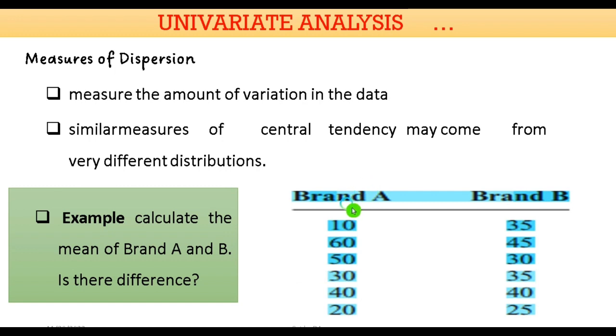Simple example. Assume we have two brands, brand A and brand B. For brand A, we have the distribution 10, 60, 15, 30, 14, 20. For brand B, 35, 45, 30, 35, 40, 25. The question is to calculate the mean of brand A and B. Is there a difference? The distributions of the variables are different, but can they have the same mean?